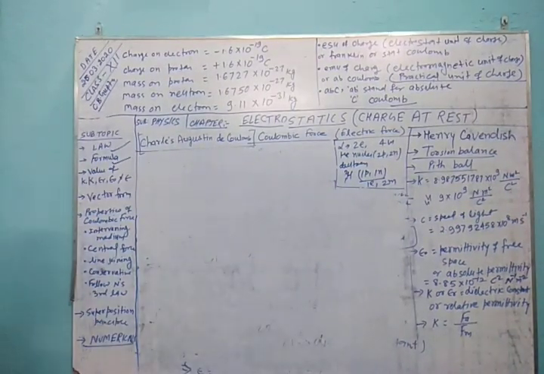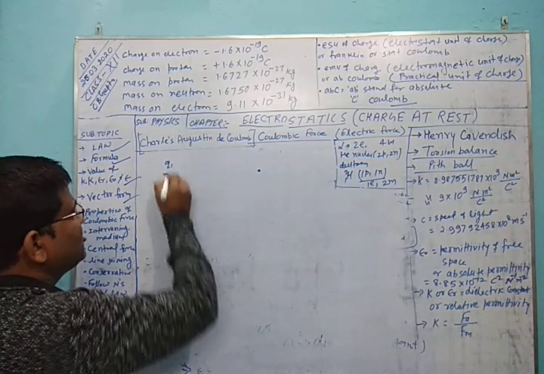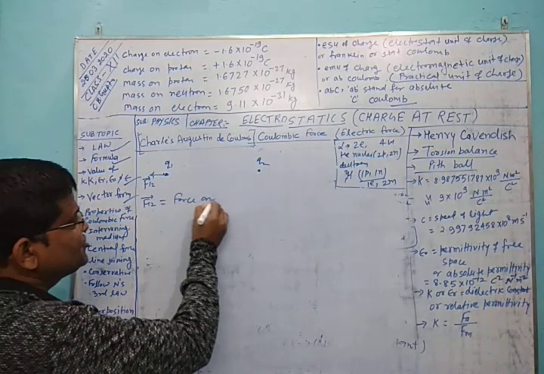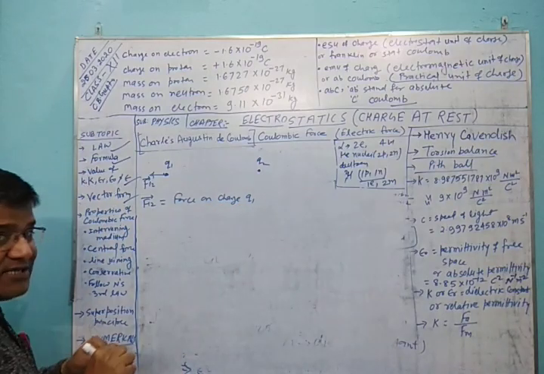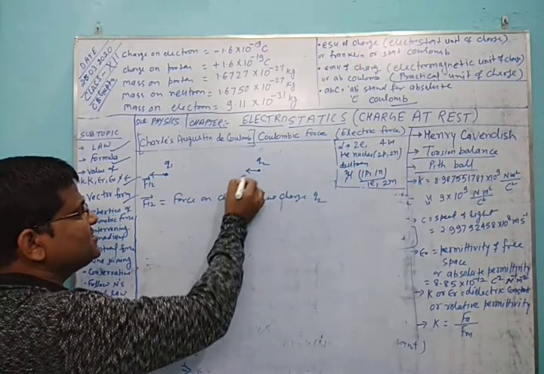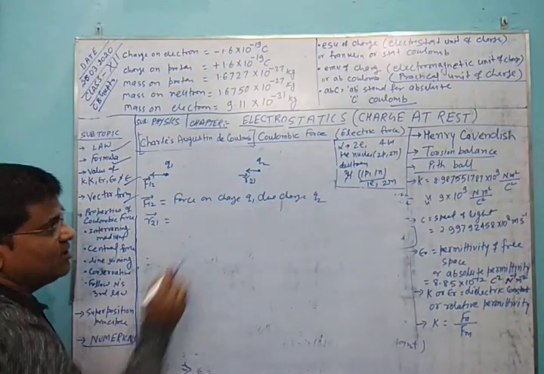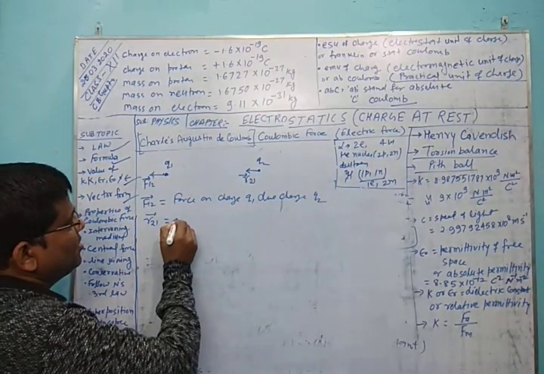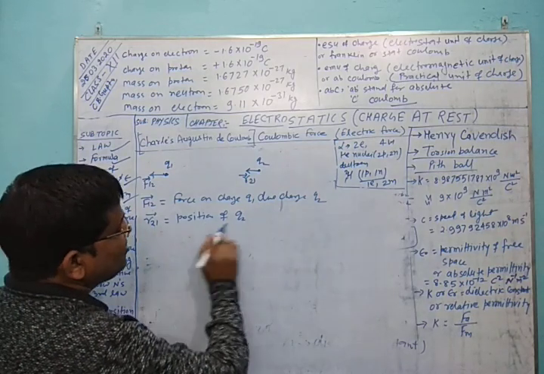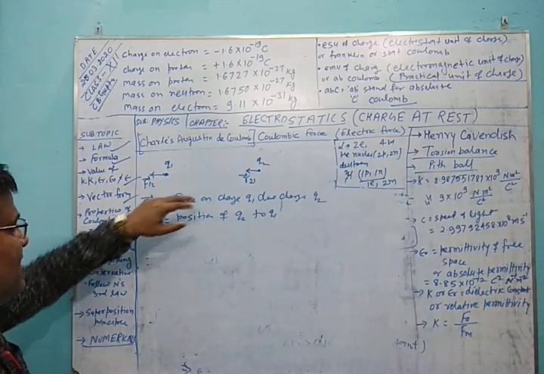The third thing is vector form. It is also important for board examination. Vector form is, as you know, one charge q1, other is q2. This force is F12, meaning what? F12 is the force on charge q1 due to charge q2. And the distance is r21, both are in the same direction. R21 means the position of Q2 towards Q1, position of Q2 to Q1. Remember that the position is in the same direction as the force.